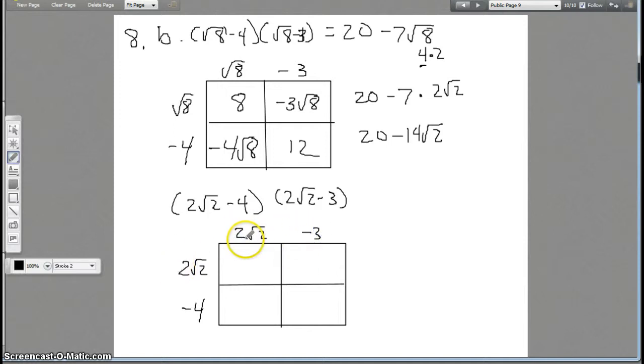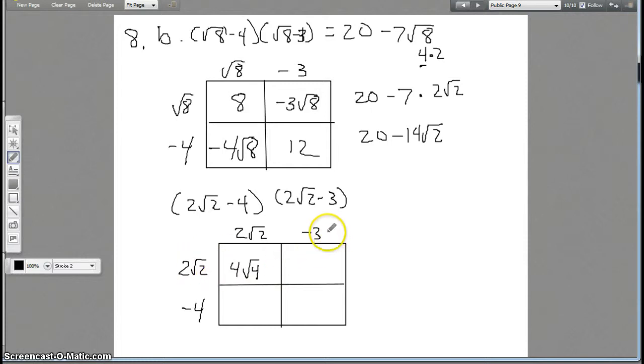2 root 2 times 2 root 2. We multiply the numbers outside the square root. That's 2 times 2 is 4. Then we multiply the numbers inside the square root. Root 2 times root 2. That's root 4. Root 4 is, well, we'll just keep on multiplying at this point.